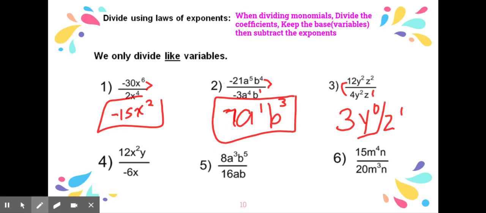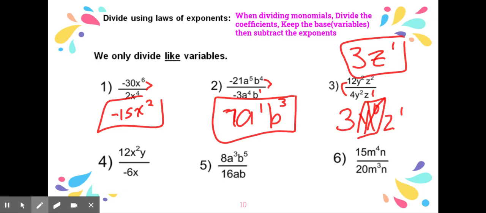Now this y to the 0, we said anything to the 0 power is 1. So that actually cancels out. So our final answer here is going to be 3z to the 1st, which is in simplest form. So if you kept it as y to the 0, they probably won't have an answer choice with that. Just beware.